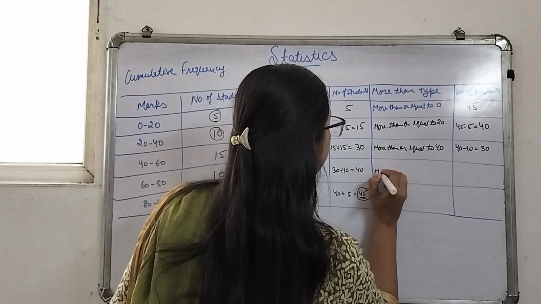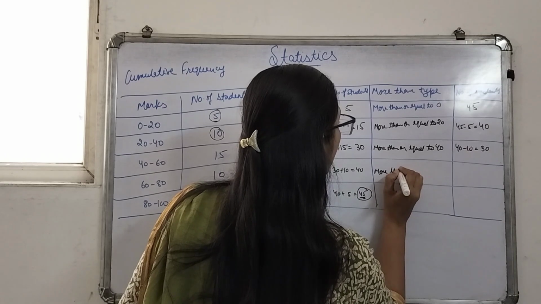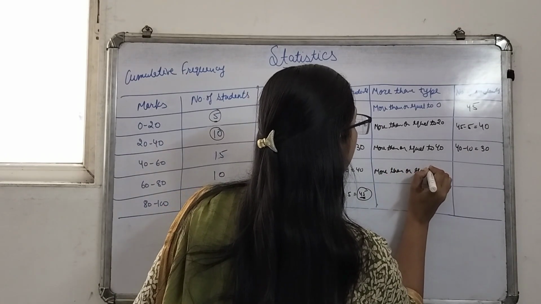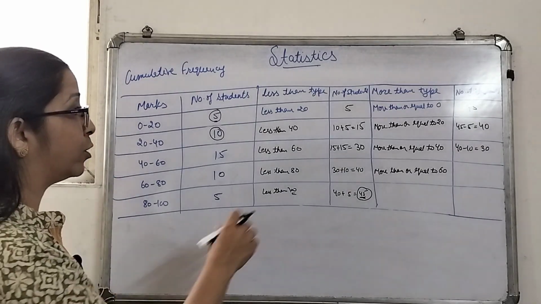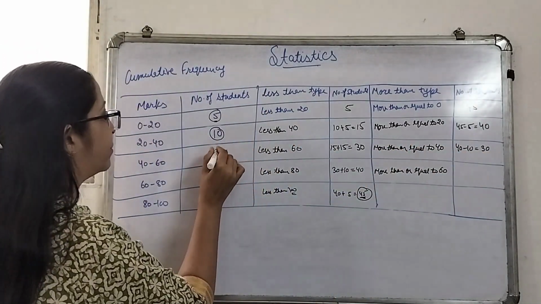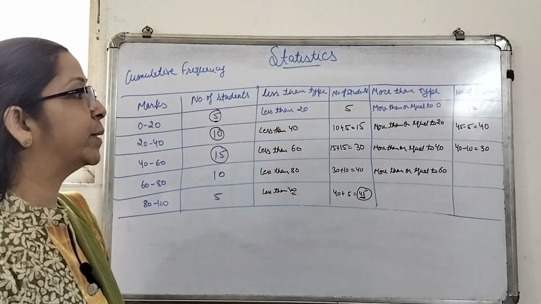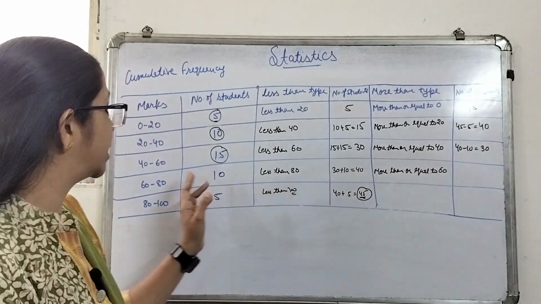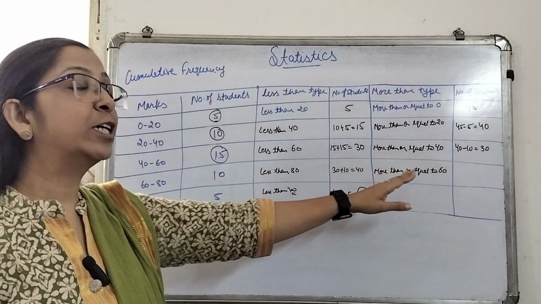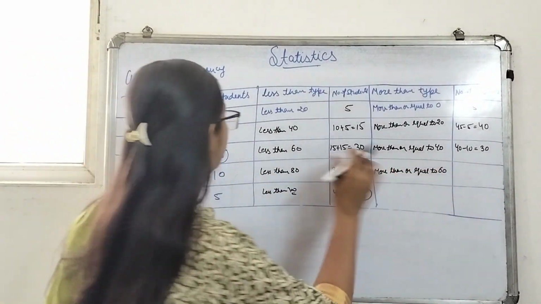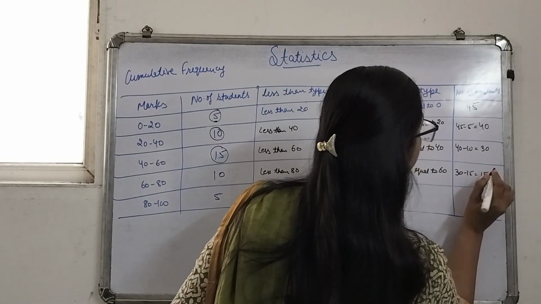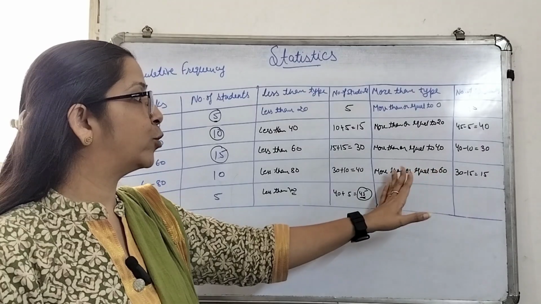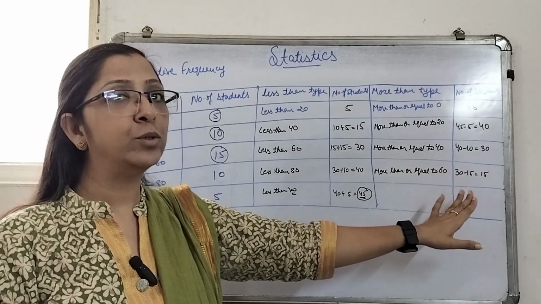Now, if it is more than or equal to 60, from this number, if we subtract this number also, we will be getting the number of students who have secured more than or equal to 60. So it will become 30 minus 15, that is 15. So there are 15 students who have secured more than or equal to 60.